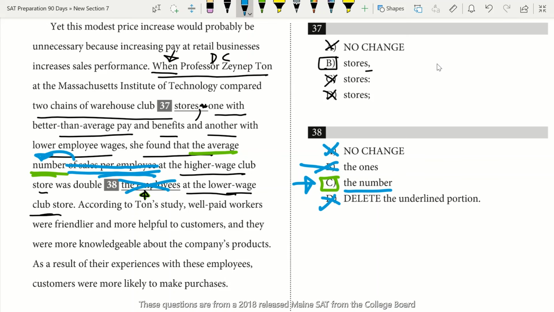So right there, the big tip there is understanding that you have to compare two of the same subjects, right? So if you're asked a comparison question, make sure you're comparing the same things. If you're comparing one number, you must be comparing it to another number. You can't compare a number from a given set of data to an employee of another set of data. If you have a lower wage club store and a higher wage club store and you're comparing a number at one, you must be comparing it to a number at the other. You can't switch that and do a different subject. So that's the tip there.